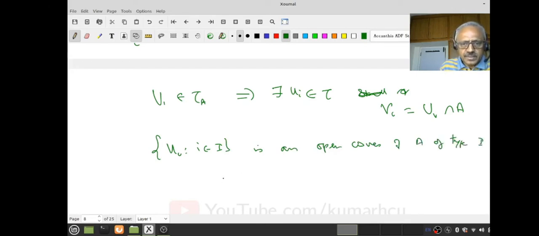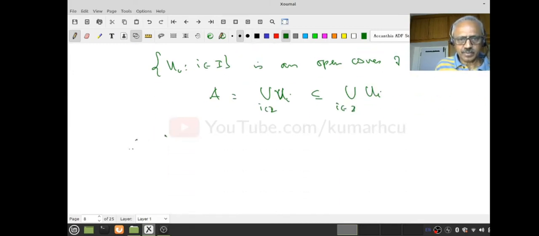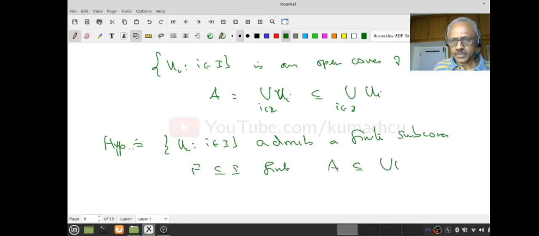Right, because A equals the union of V_i, i in I, but each V_i is contained in U_i, and these are all open, yeah, right? Therefore, this admits a finite subcover, because that's our hypothesis. Hypothesis implies this. So let F be a finite subset so that my A is contained in the union of U_j, j in F.